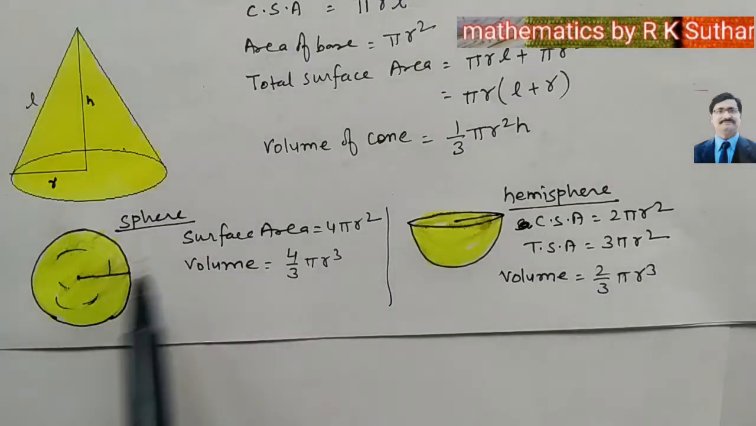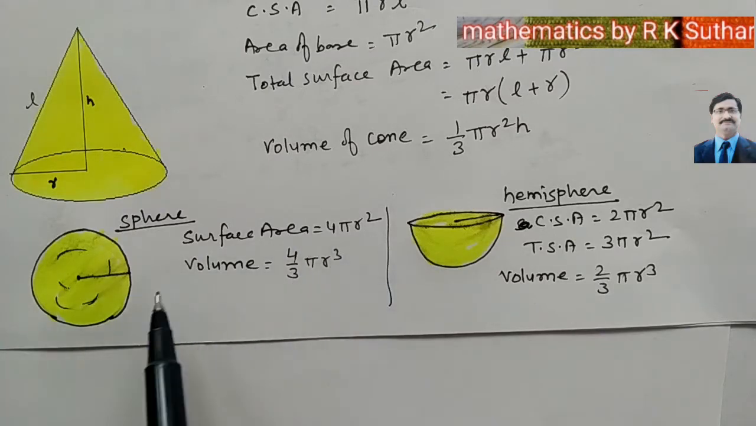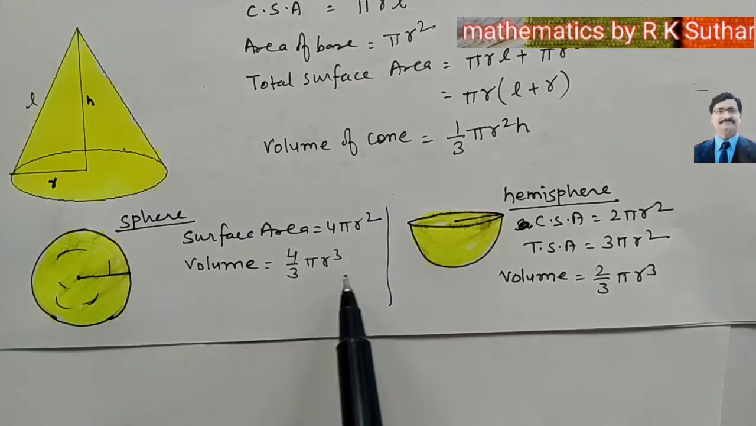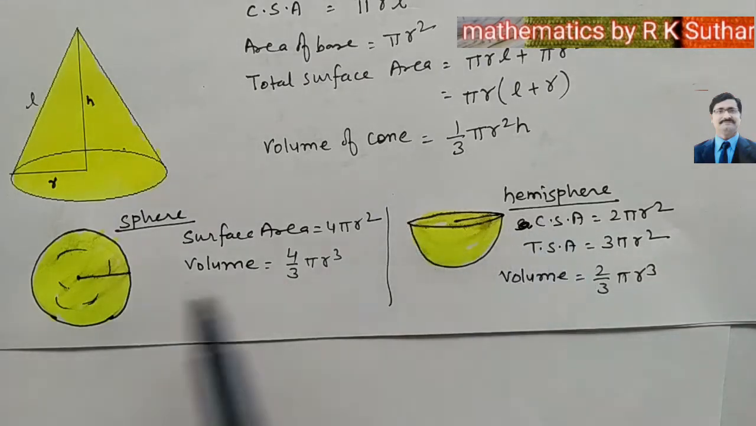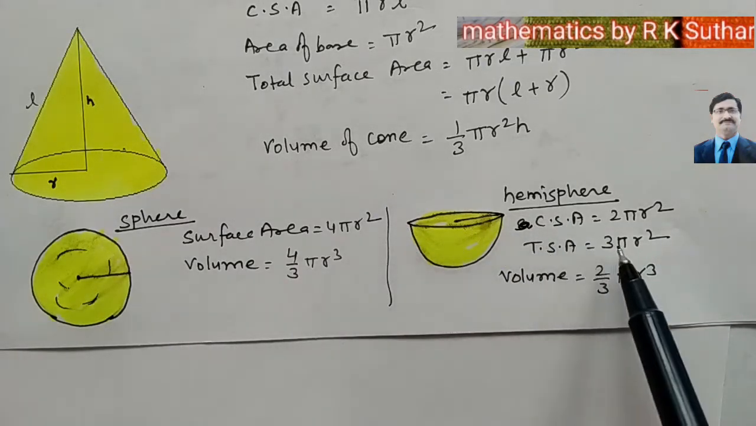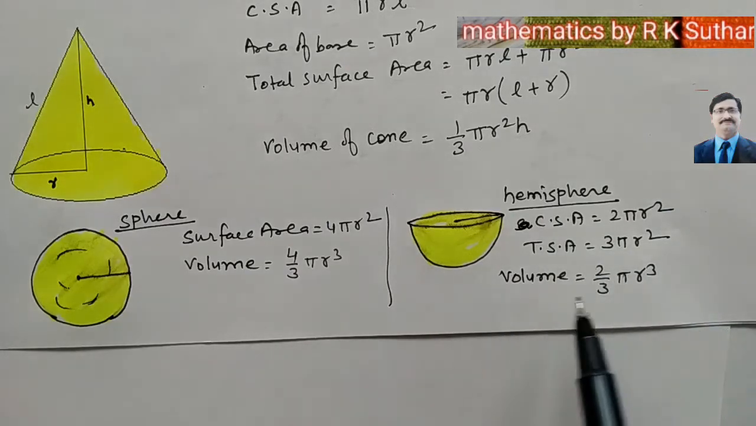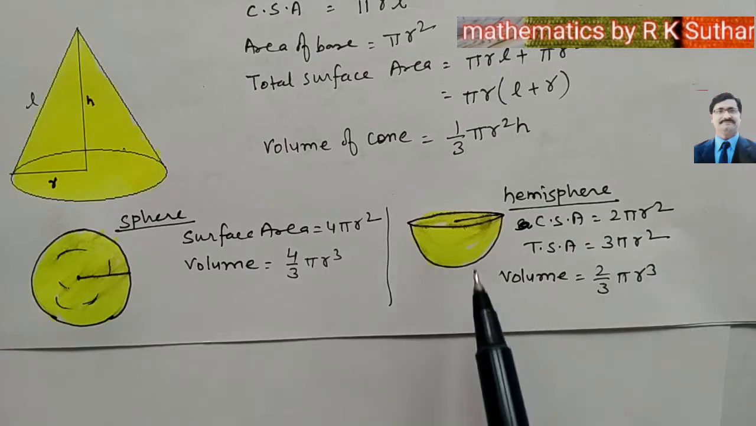Look at this shape, it is like a sphere. Surface area is 4 pi r square. The volume of sphere is 4 by 3 pi r cube. This shape, half of the sphere, is called a hemisphere. Here the curved surface area is 2 pi r square and total surface area is 3 pi r square. Volume is 2 by 3 pi r cube. These formulae we have to learn.